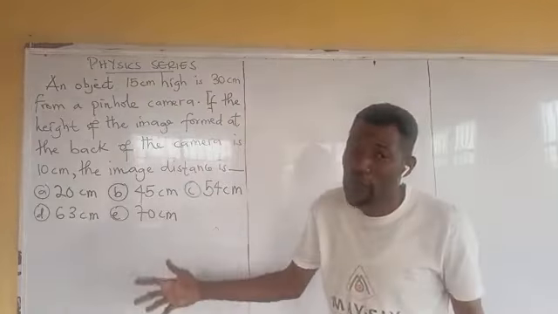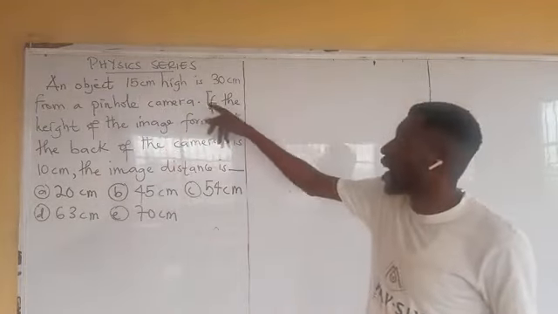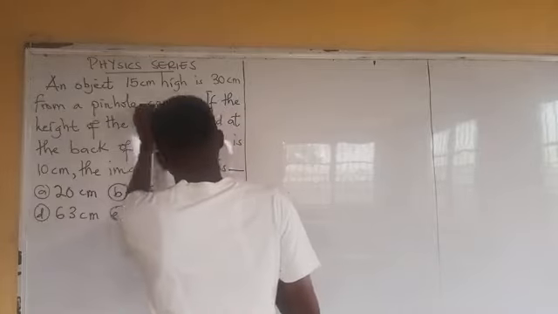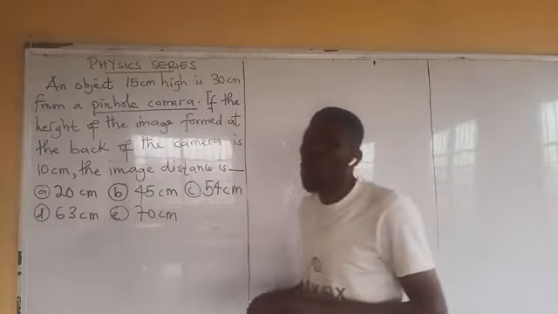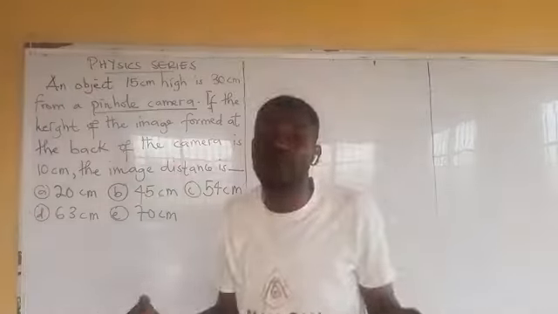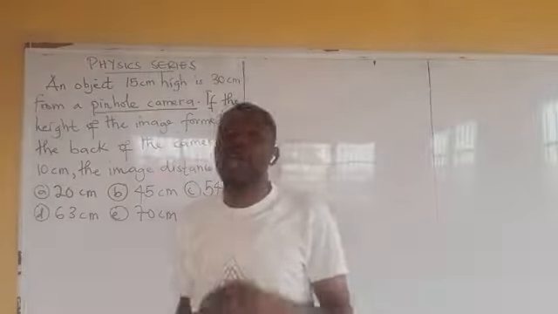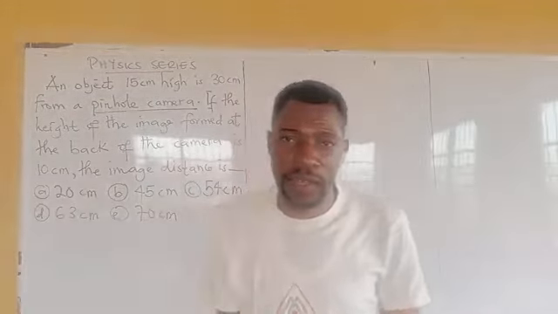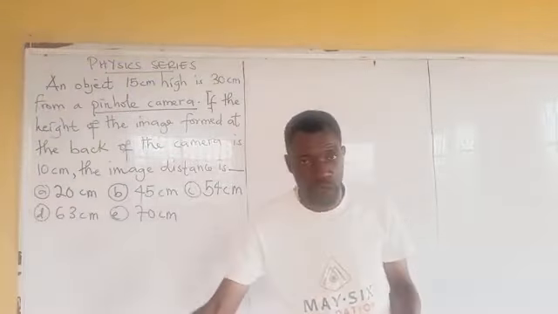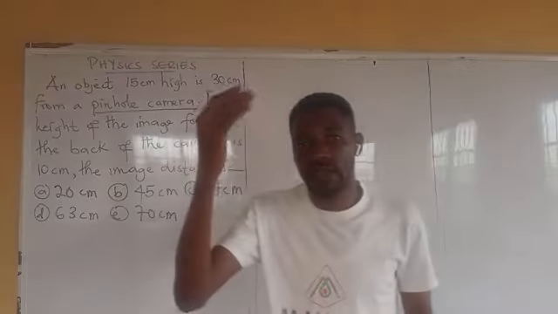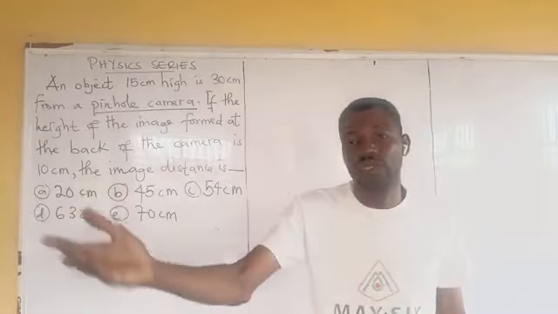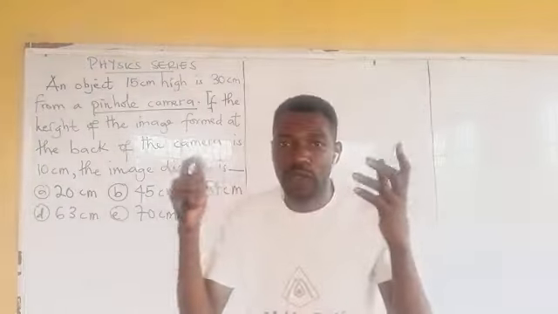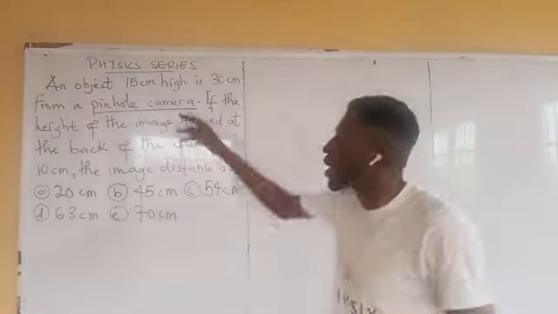So we have a question right before us. An object 15 centimeter high is 30 centimeter from a pinhole camera. I know this may look strange to many of us. What is a pinhole camera? A pinhole camera is simply a simple camera without a lens. Your normal camera possesses a lens. As time evolved, we started having cameras that possess lenses. Your phones also have lenses, and the human eye also has a lens. But the pinhole camera does not have a lens.